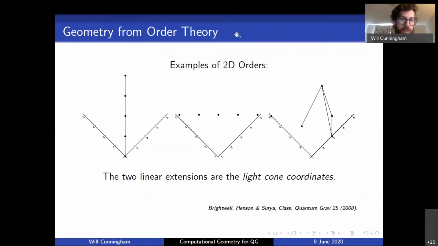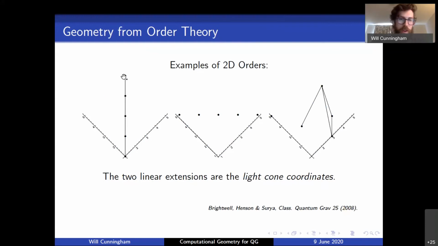So here are some examples of 2D orders. Like I said before, you have these integer numbers, which give your light cone coordinates on these axes. And as I was showing before, you can draw these light cone diamonds, which basically says that if another node is to the future of it within its light cone, then it adds a link.